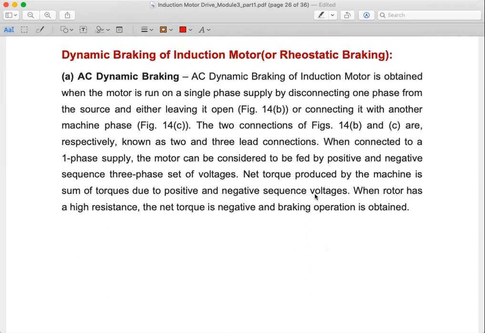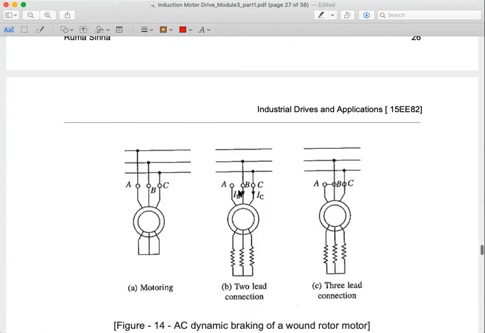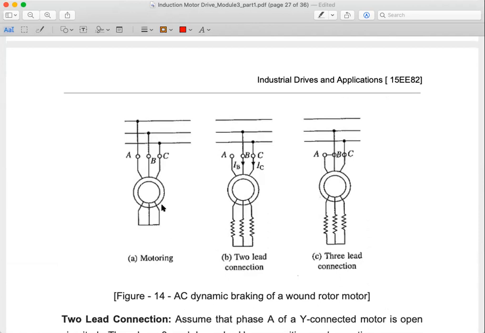Now I go to the third method, which is dynamic braking of induction motor, or rheostatic braking of induction motor. Here, we will see three different methods. One is AC dynamic braking, then self-excited dynamic braking, and third, DC dynamic braking. Now let's talk about AC dynamic braking. When I say AC dynamic braking, I can have different connections. These are the three options that we have.